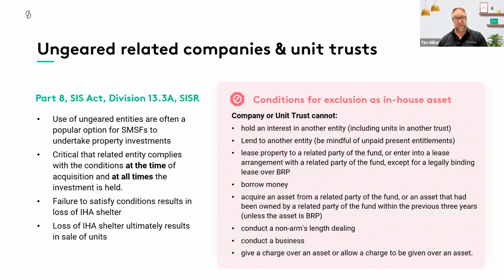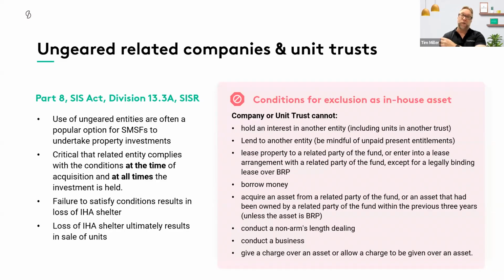We can't lease property to a related party of the fund or enter into a lease arrangement with a related party, except for business real property, right? So, okay, now we've expanded. We can hold cash, right? And we can hold property. We can hold more than business real property. We can hold residential property inside that trust as long as it's not leased to a related party. So our same in-house asset rules apply within the 1322C structure.